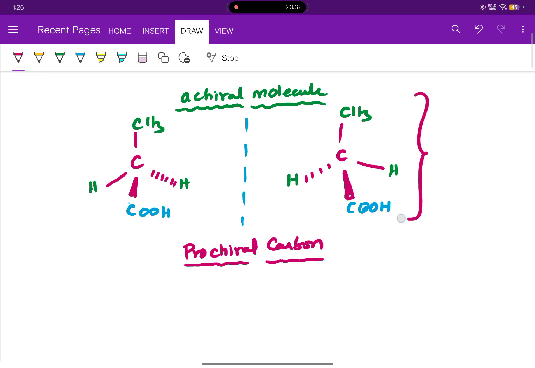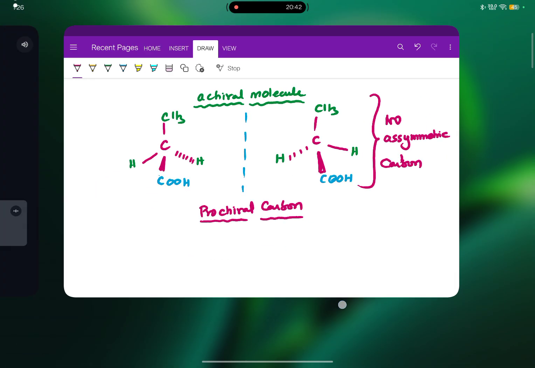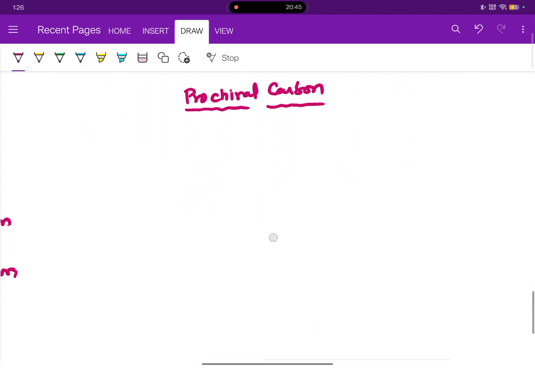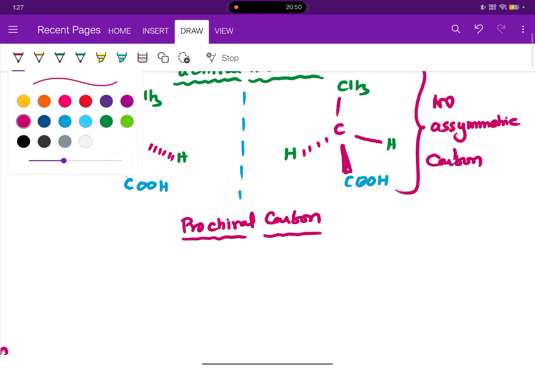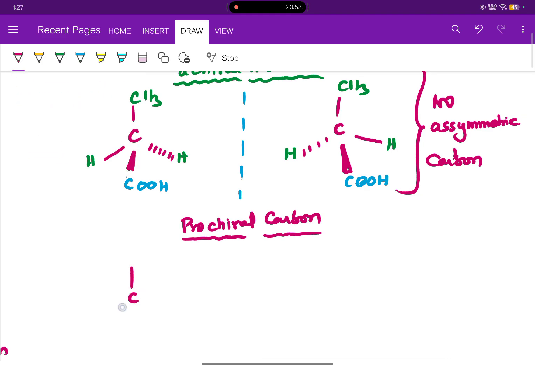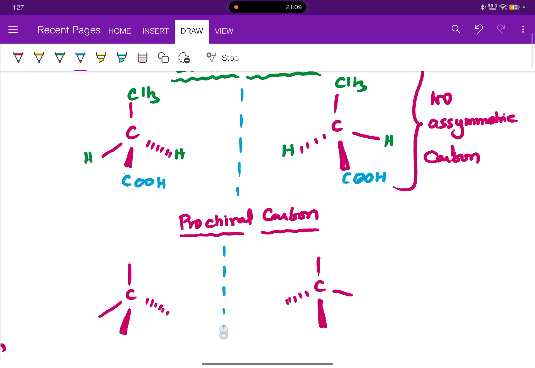So this contains no asymmetric carbon, correct? Yes, sir. It contains no asymmetric carbon. Just by changing one group, it becomes asymmetric. Now we call it the prochiral carbon. Tell me which group I can change. Can we remove one of the hydrogens? So by removing one of the hydrogens, you can make it asymmetrical. Exactly, the molecule is made to be a chiral molecule. That's all, it's no big rocket science, very simple.